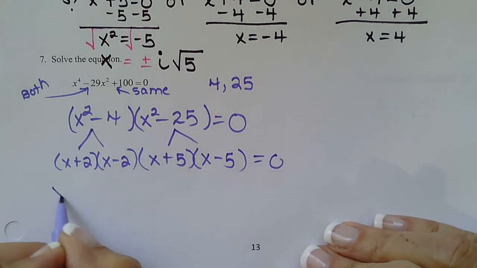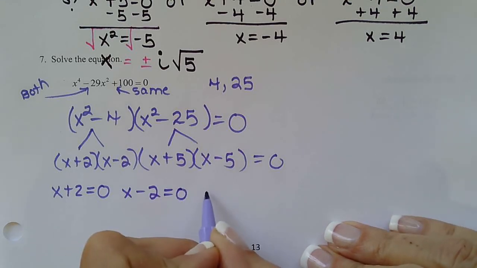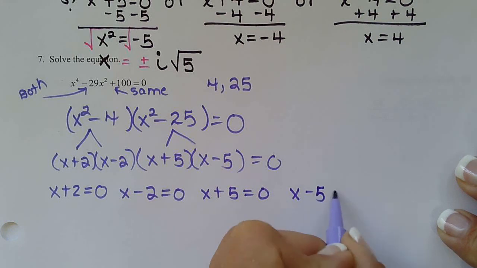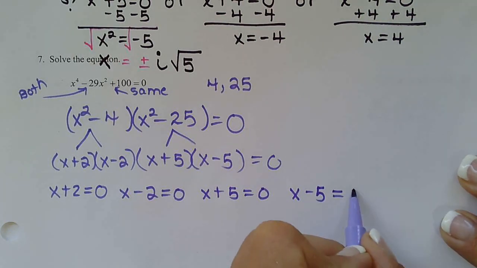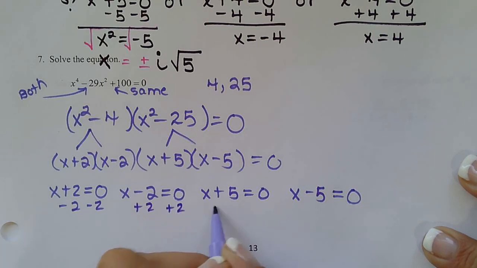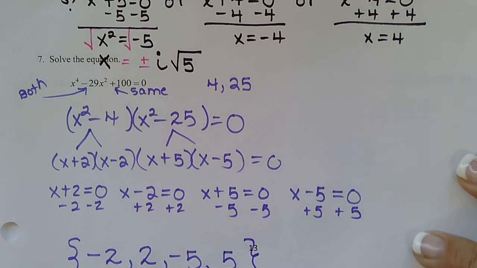So then we just set all 4 equal to 0 to get our 4 solutions. So you can tell already what they're going to be. Negative 2, positive 2, negative 5, positive 5. And so we get negative 2, positive 2, negative 5, and positive 5 as our 4 solutions.